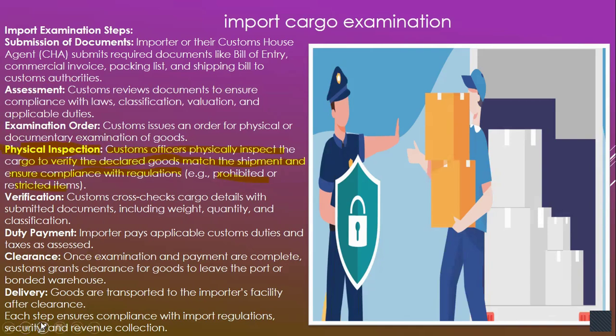After that, the verification. In the verification process, customs cross-checks the cargo details with the submitted documents, including weight, quantity, and classification. After the physical inspection, the verification is done by another officer. They cross-check the cargo details and match them with the submitted documents, including weight, what is the weight of the cargo, how much quantity, and classification.